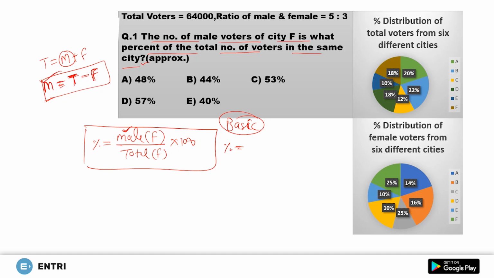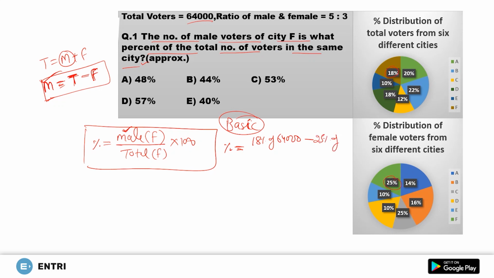Now move to the question. What is the number of males in F? Can you say the total in F is 18% of this 64,000, minus the number of females in F? So you will say 25% of what?